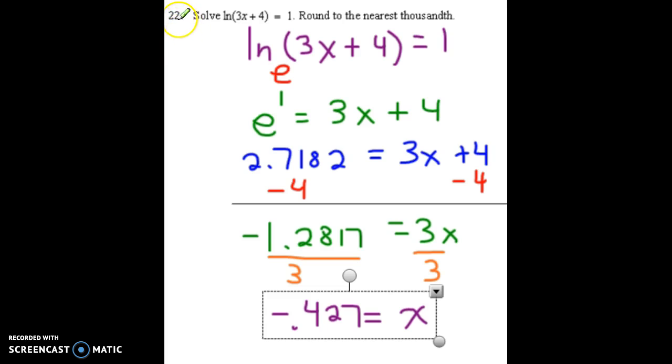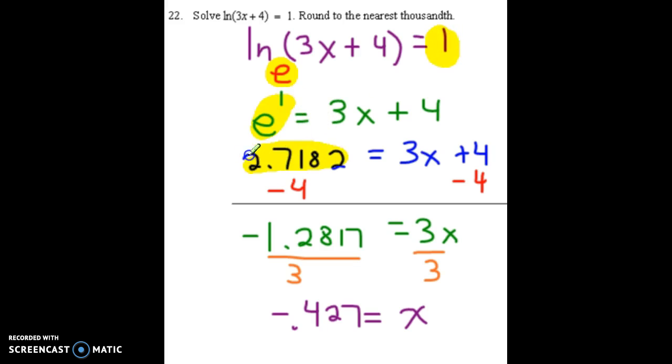In problem 22, I'm going to solve a natural log equation. Remember, natural log is really base e, so I'm going to change this to an exponent, e to the first power. So I have e to the first power, and that's on my calculator. I put e to the first power. So I have 3x plus 4.